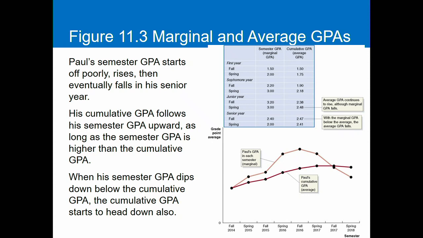So we see, going from fall to spring of junior year, he goes from a 3.2 to a 3.0. So the marginal GPA is decreasing. But his marginal GPA is still higher than his cumulative GPA, so the cumulative GPA is still increasing. It goes from a 2.38 to 2.48. So even though the marginal GPA is going down, because it's above the average, the cumulative GPA is still going up. And that happens until his last two semesters, when his GPA dips below his cumulative GPA. At that point, the cumulative GPA starts falling again.